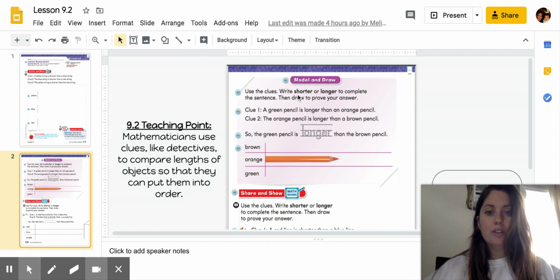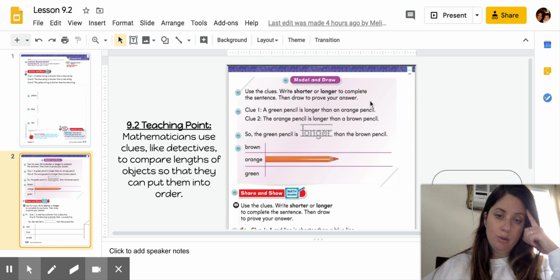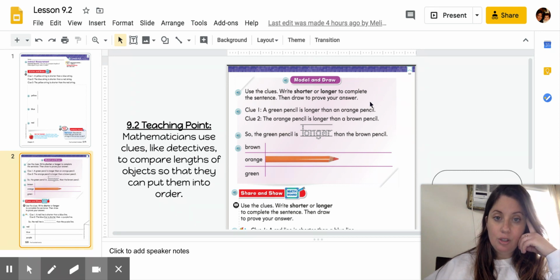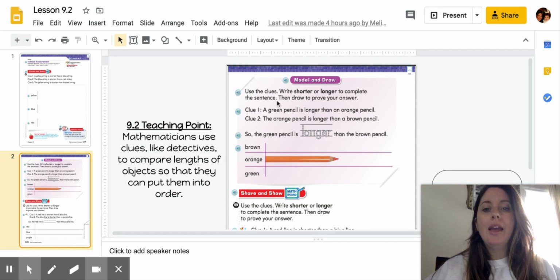Use the clues. Write shorter or longer to complete the sentence. Then draw to prove your answer. Oh, so this time I have to use the clues. And then I have to write the word shorter or longer to complete the sentence down here. Okay, and then draw to prove my answer.